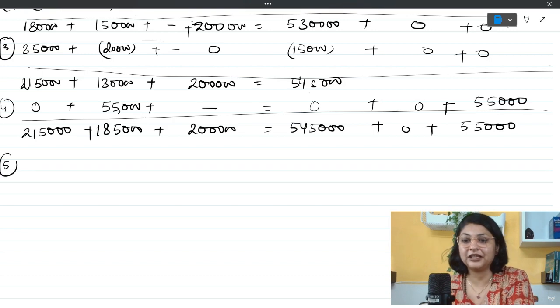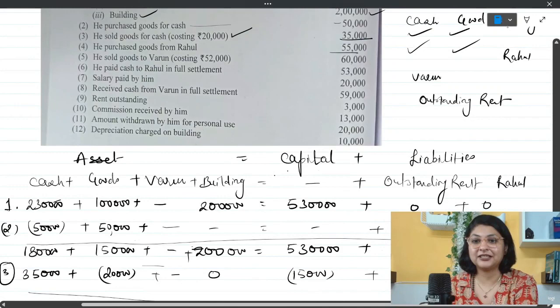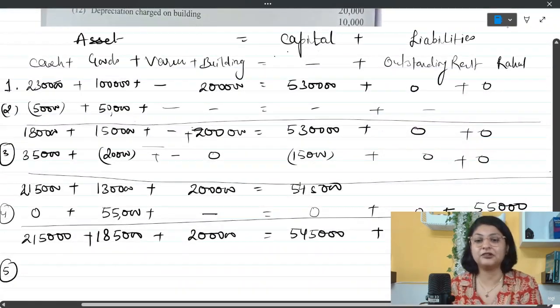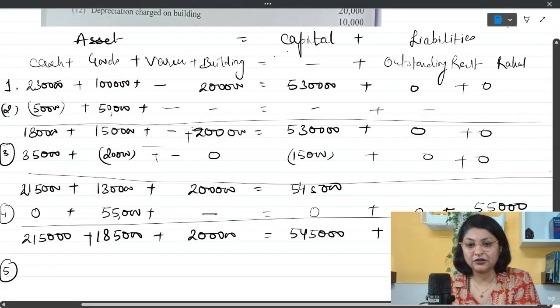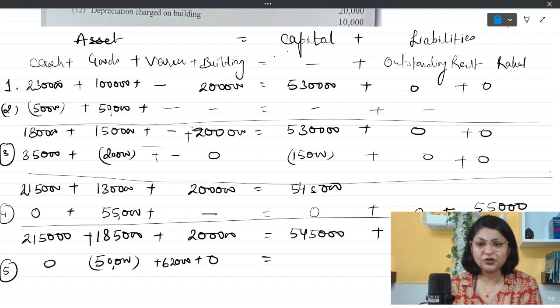Now we are going to the next transaction, transaction number 5. Let's see what it says. Transaction number 5 says he sold goods costing 52,000 for 60,000 to Varun. Who is Varun? Varun is our debtor. So 60,000 will be added into debtor, and 52,000 was the cost of goods. It will be deducted from here, and the rest of the places are going to remain unaffected.